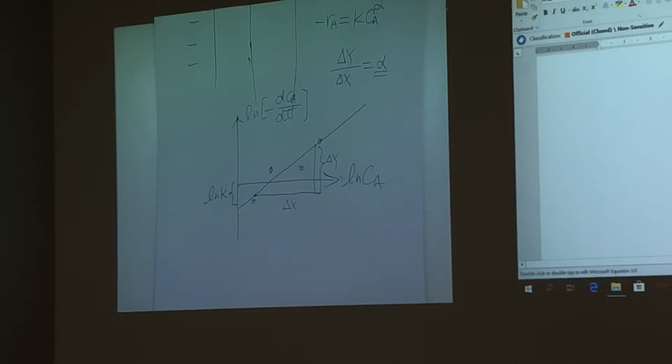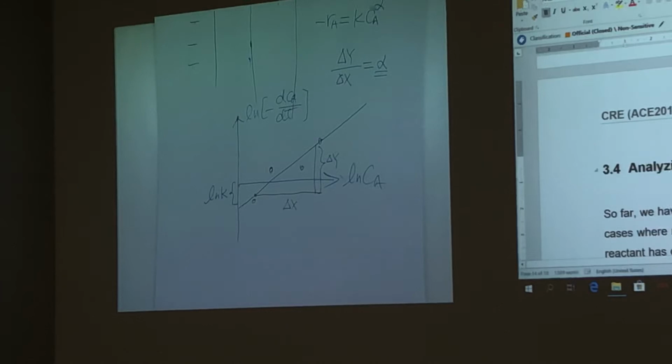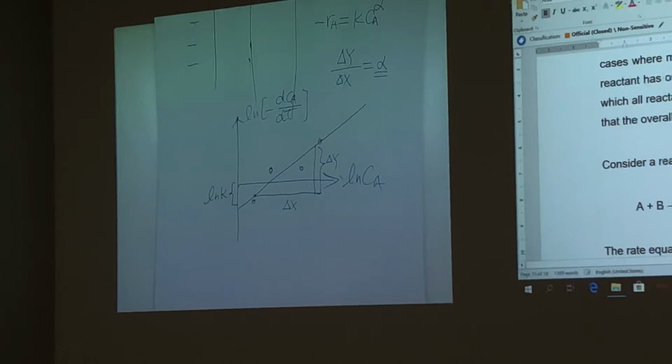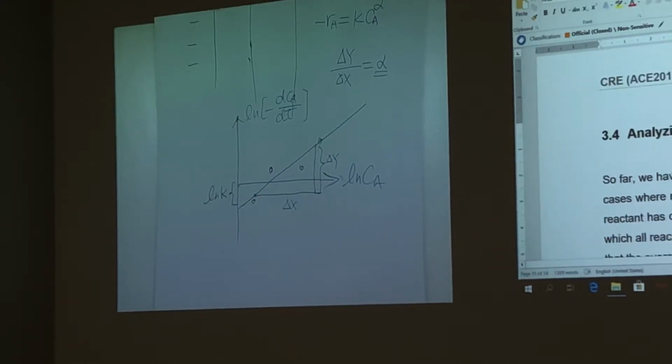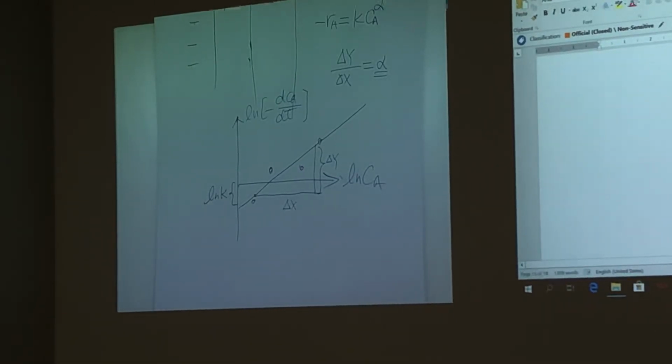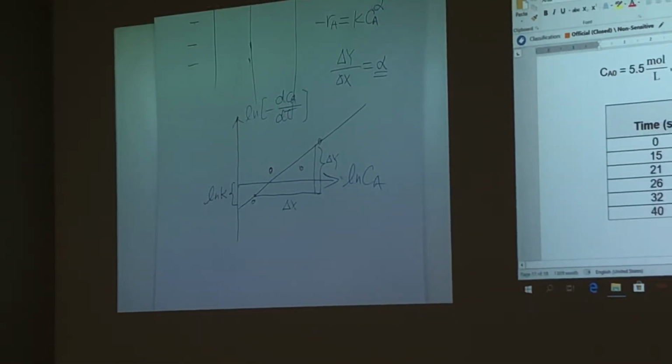So that's it for topic 3. The last part, method of excess, this one we will not test you. Because this one actually is just to simplify 2 reactants into 1, then the rest will be the same as the integral method, right? So even if we test you, it is still under the integral method. You just need to know how to simplify the 2 reactants into 1, right? Any questions?